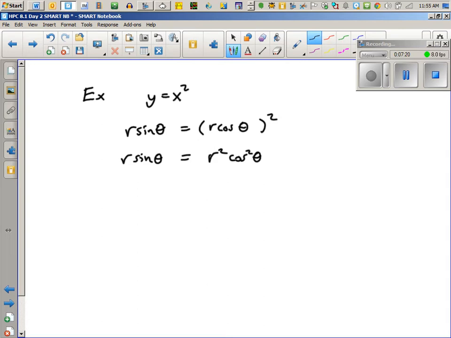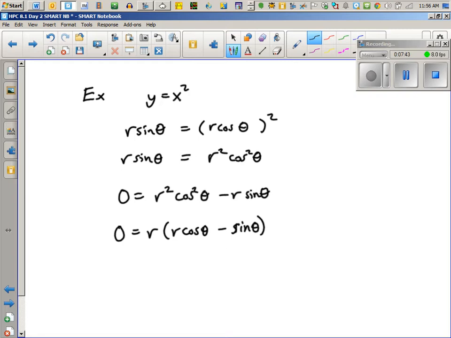And in our efforts to solve for r, that's usually what we try to do, let's bring everything to one side. And let's factor out an r. Okay, so we get two solutions. r equals 0, which means we'll be plotting the pole. And watch close. Here's the other equation right here. Don't miss this. Set this equal to 0 and solve.